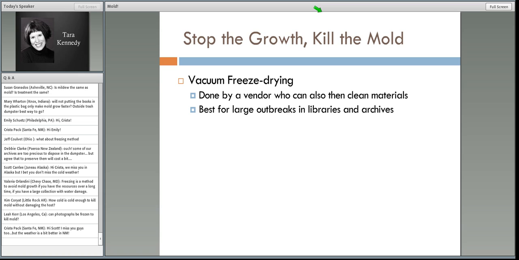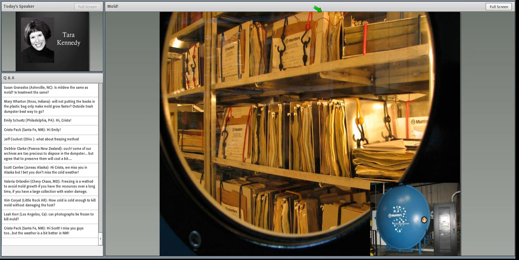Use caution depending upon what you're actually going to be putting into the vacuum freeze dryer. This is best for large outbreaks in libraries and archives, and here I can show you the inside of a vacuum freeze dry chamber. This is what it looks like. So it's changing the pressure. Sometimes you can apply heat as well, but you can opt out of the heat part of it and just work with the pressure changing, so that you can just sublimate the water out of the object.